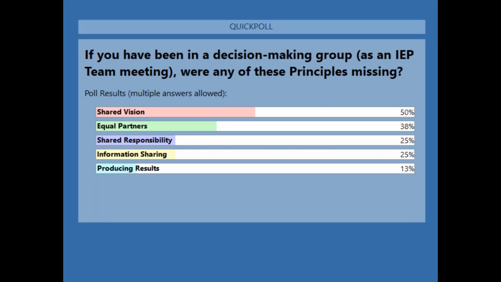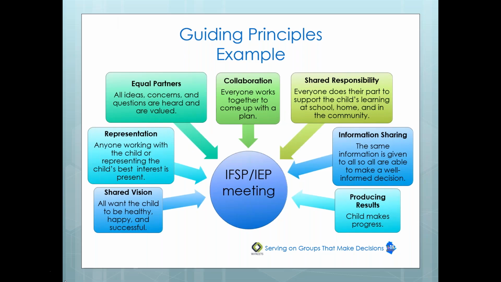All right, so it looks like across the board, somebody was missing one of each of these. Shared vision, that's interesting, that's 50% of all of you. It just goes to show that you have to really be clear with everybody about what the vision is, in this case for an IEP of the child, but for any group, the shared vision has to be really clear to all. And then equal partners, definitely an issue. So thanks for answering that. Okay, here, I'll hide that.